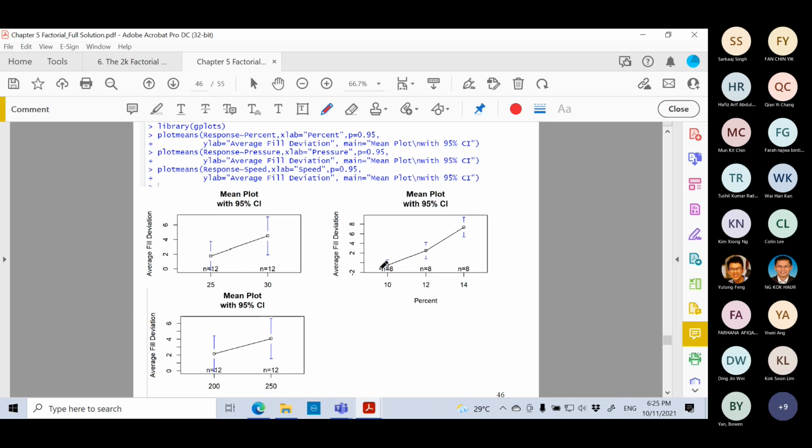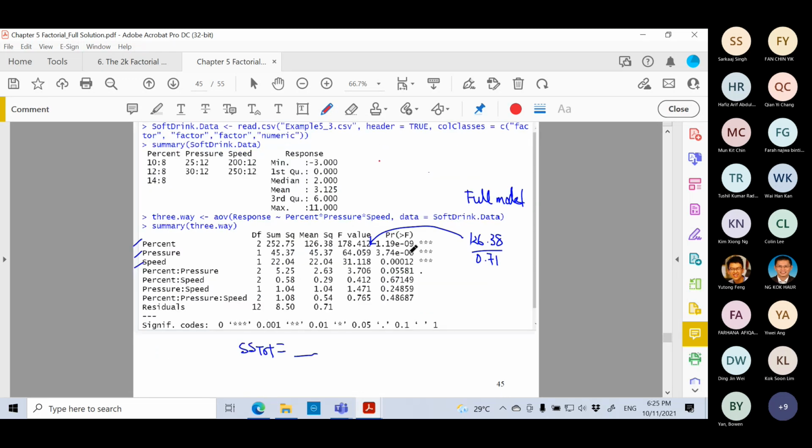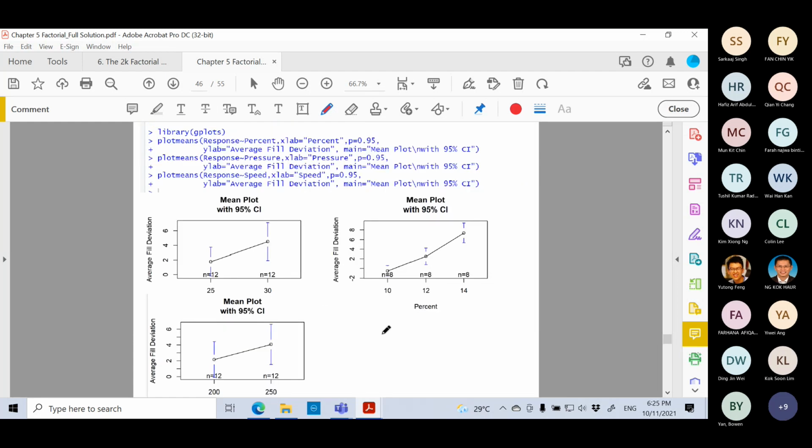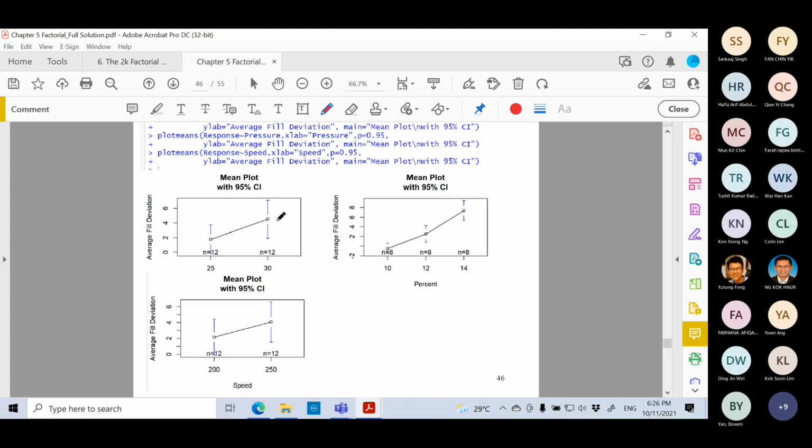So just now our result shows us that only these three factors were significant, and the interaction is not significant. So when we want to analyze the main effects plot, we can analyze it separately. For the first plot, the first one refers to the pressure. Here I think the word pressure is missing because the percent is here and the speed is here. This one refers to the pressure.